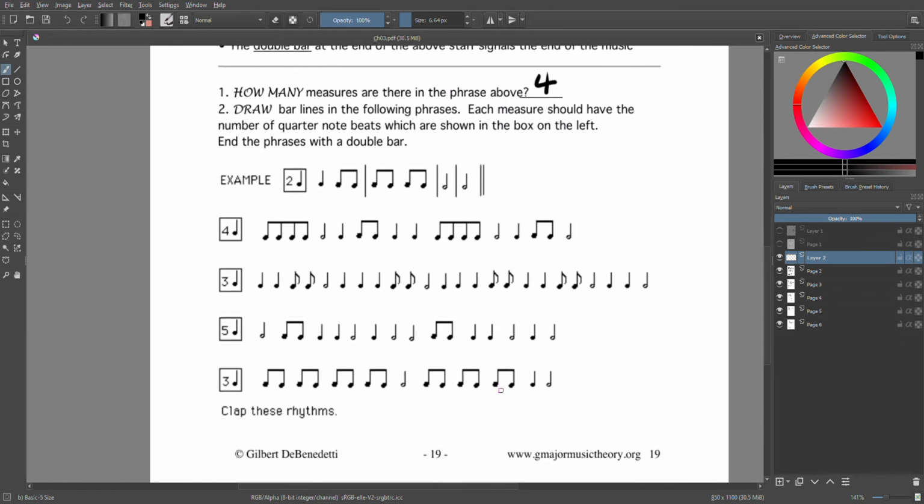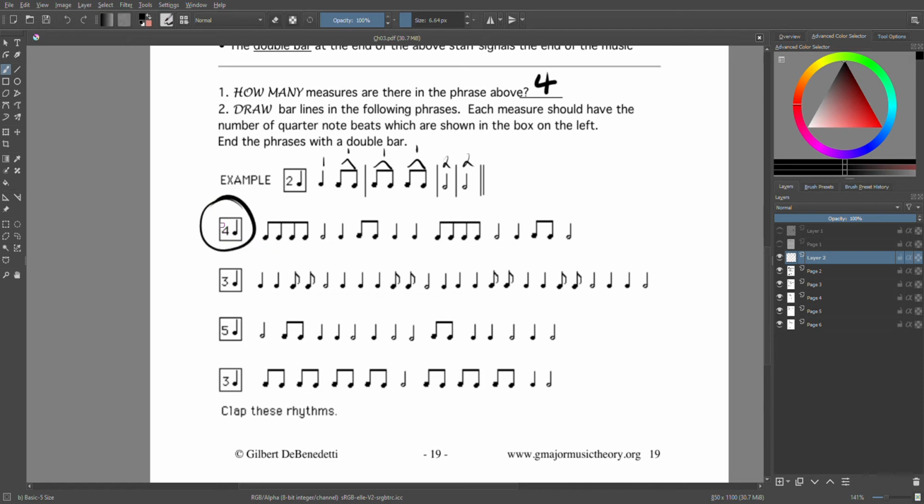Now, we're going to draw our own bar lines. Figure out how these work. Each measure should have the number of quarter note beats shown in the box on the left. So for example, this right here says we have 2 quarter note beats in each measure. So we have 1, there's 2 eighth notes, that equals 1, there's 2 beats, there's another one, there's another 2 beats, half note is 2, half note is 2. So right there, we have our example.